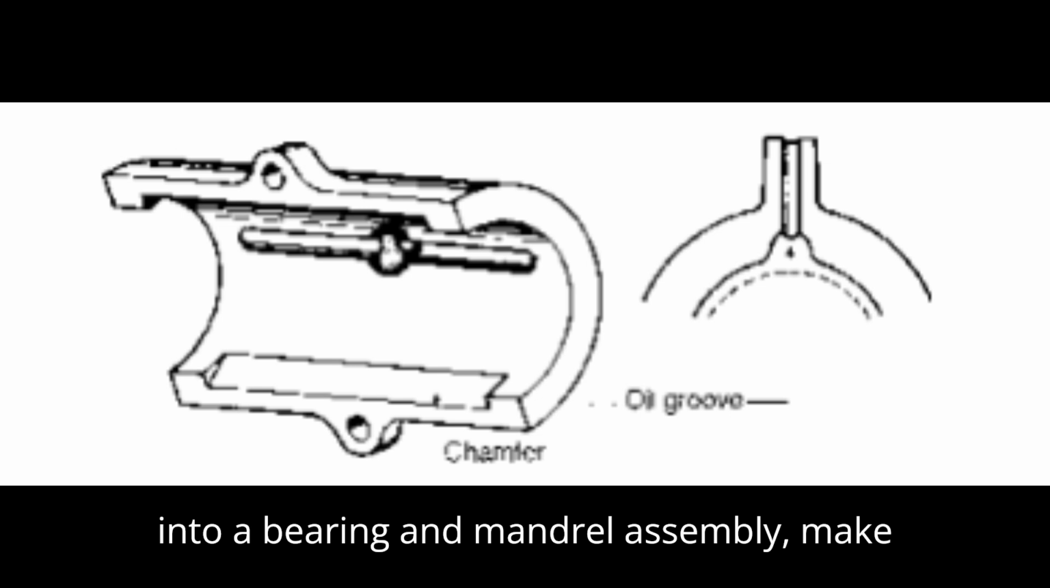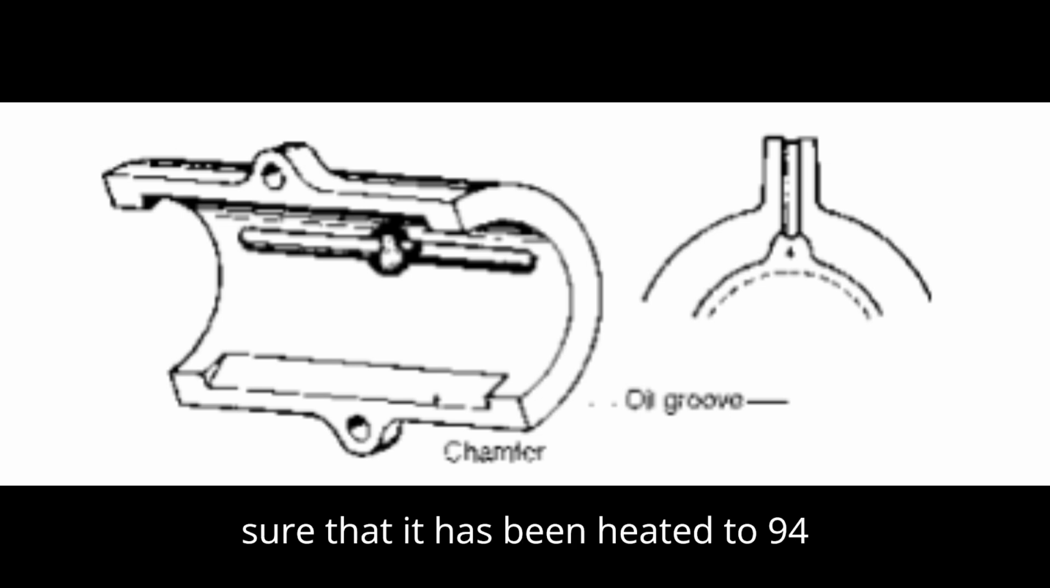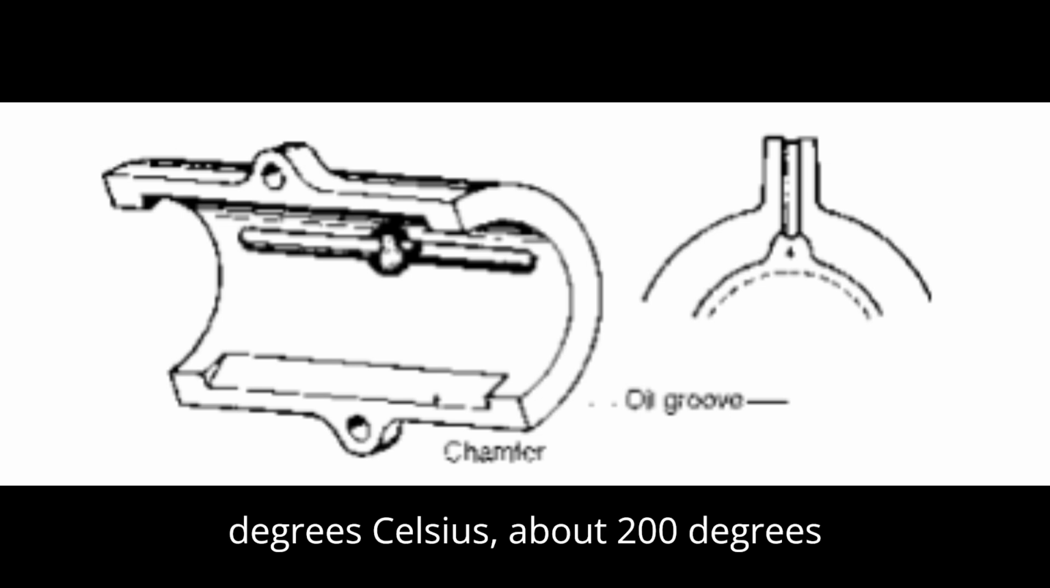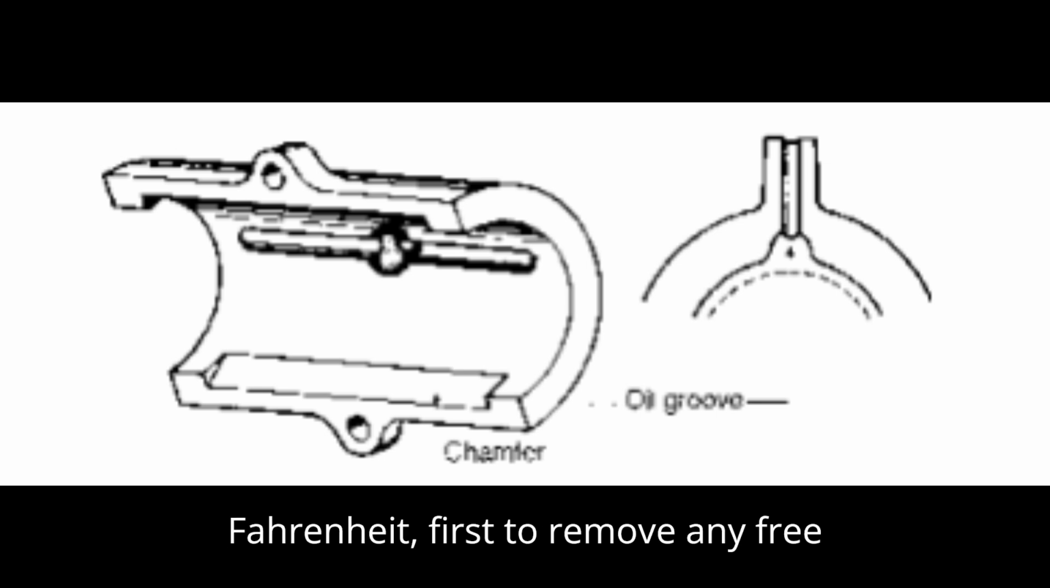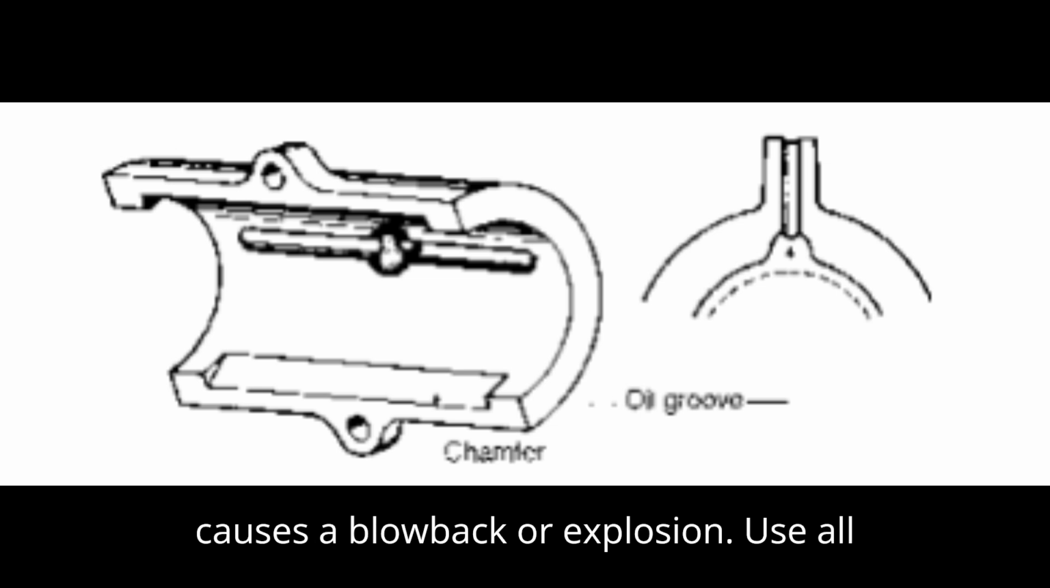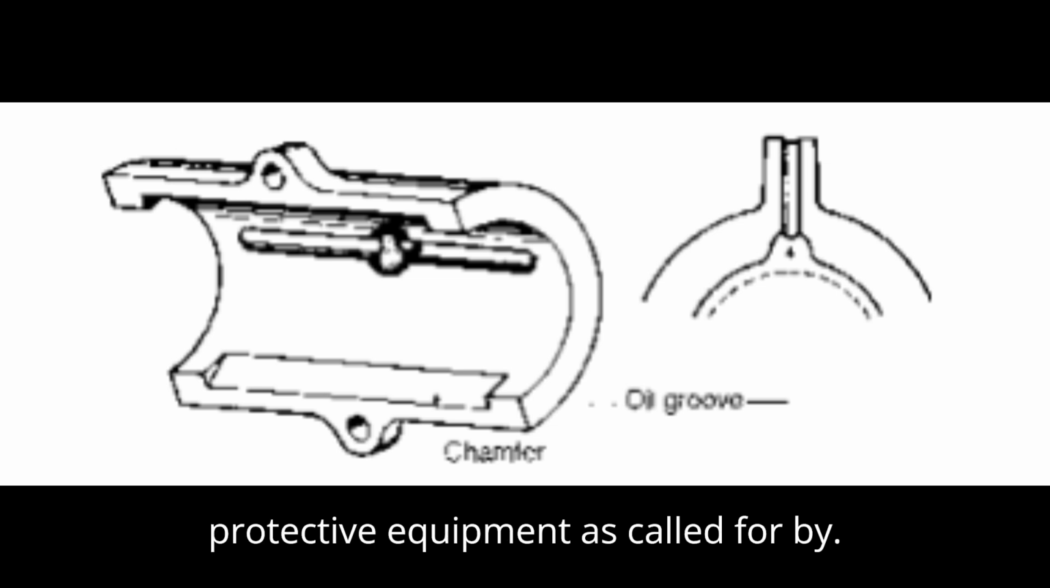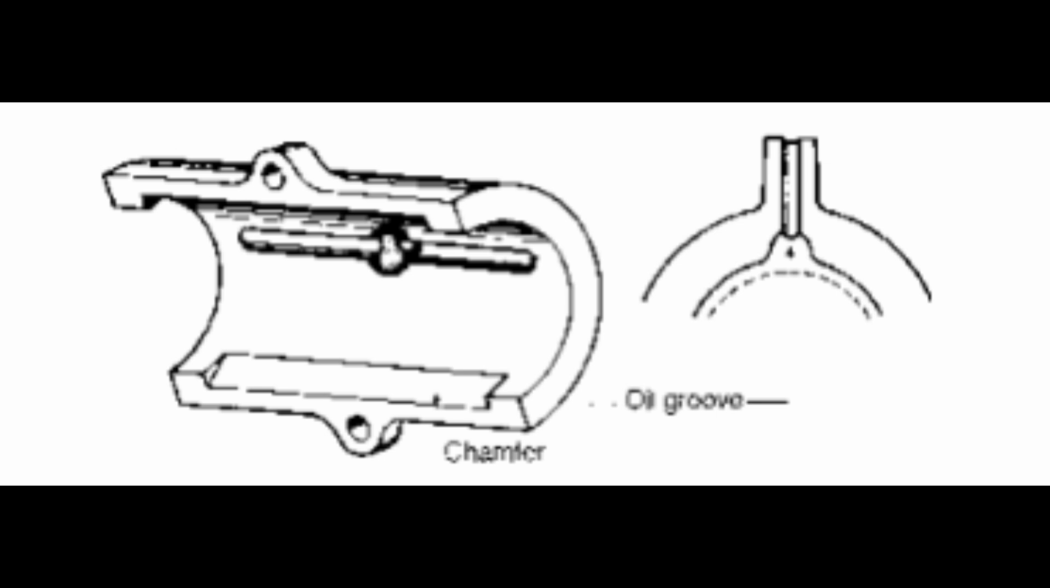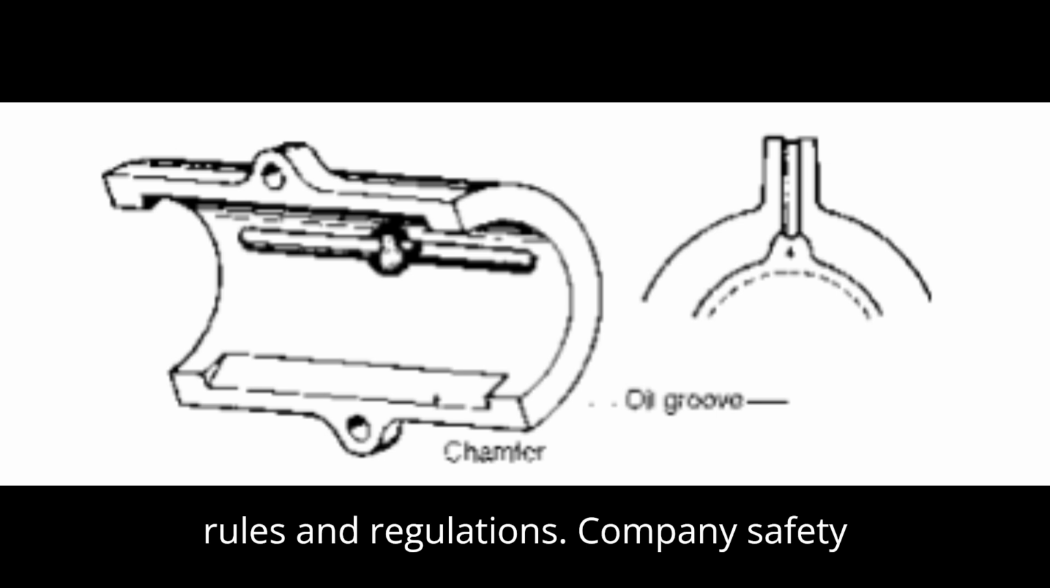When you pour into a bearing and mandrel assembly, make sure that it has been heated to 94 degrees Celsius, about 200 degrees Fahrenheit, first, to remove any free water or surface moisture. Free water causes a blowback or explosion. Use all protective equipment as called for by Workers' Compensation Board, WCB, rules and regulations.